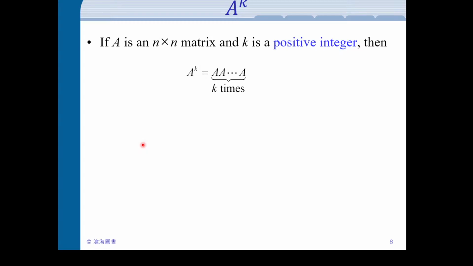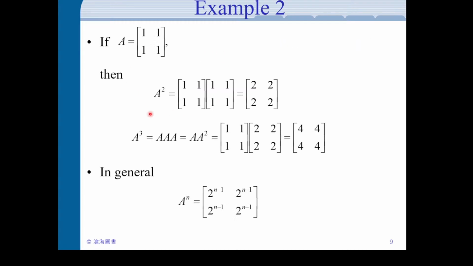And we have notation for powers of a matrix, and it's only for an n by n matrix. When k is some positive integer, then we can always define A to the k. It's just A multiplied with itself k times. This is quite intuitive.